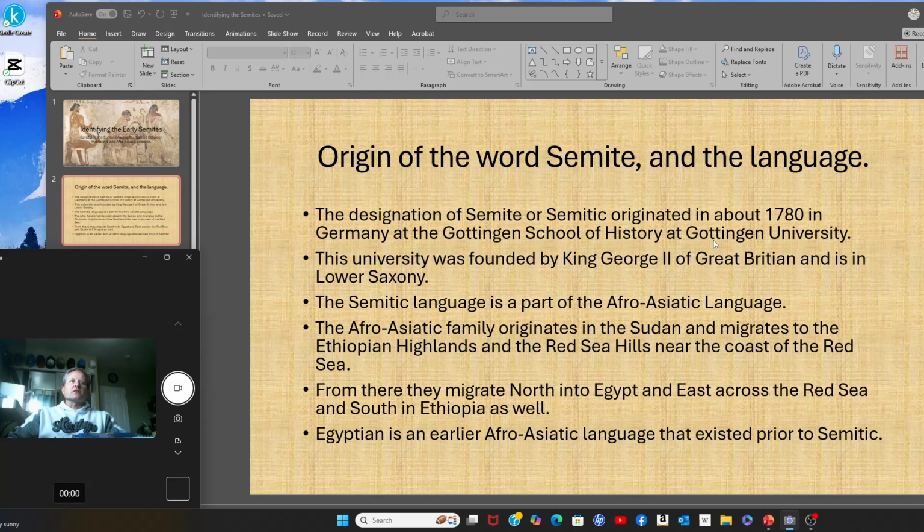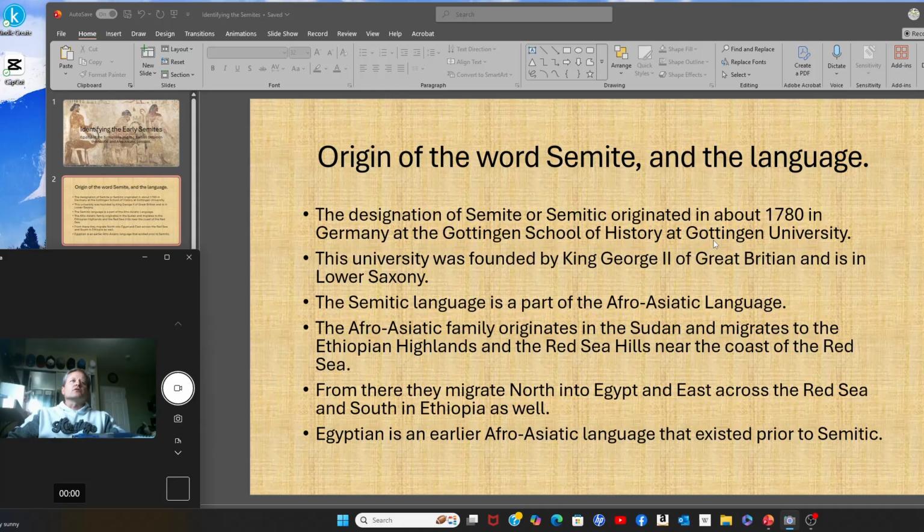The designation of Semite or Semitic originated in about 1780 in Germany at the Göttingen School of History at Göttingen University. This university was founded by King George II of Great Britain and is in Lower Saxony.